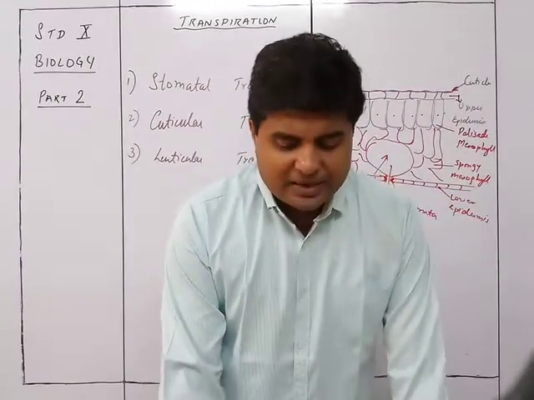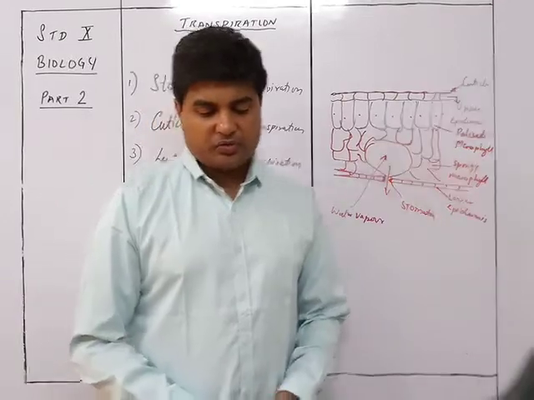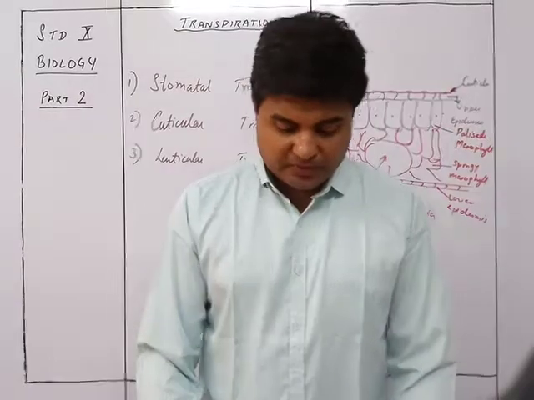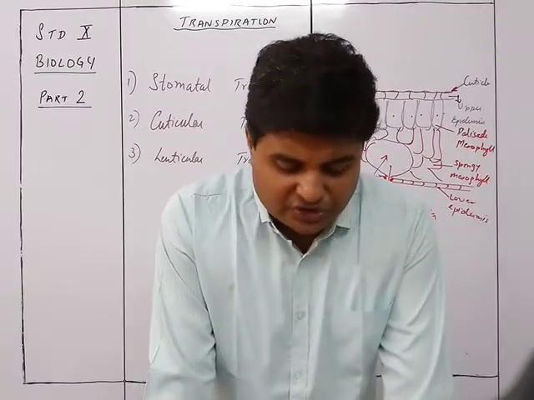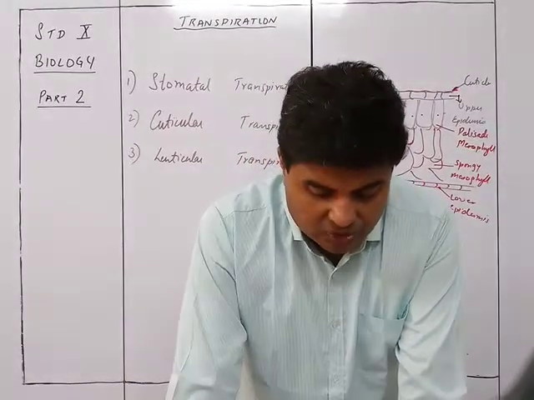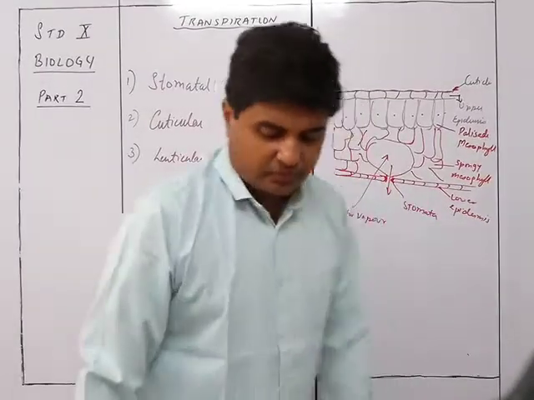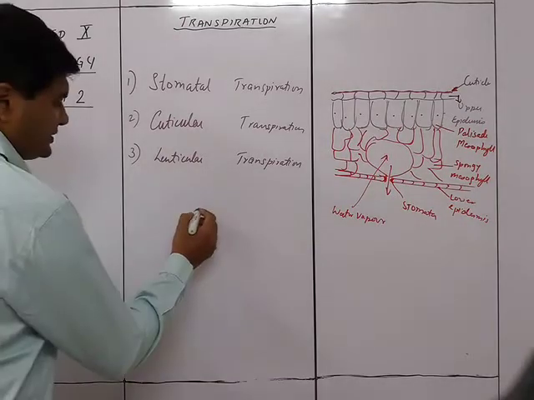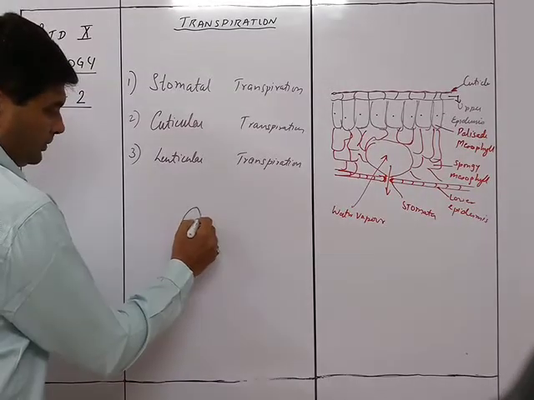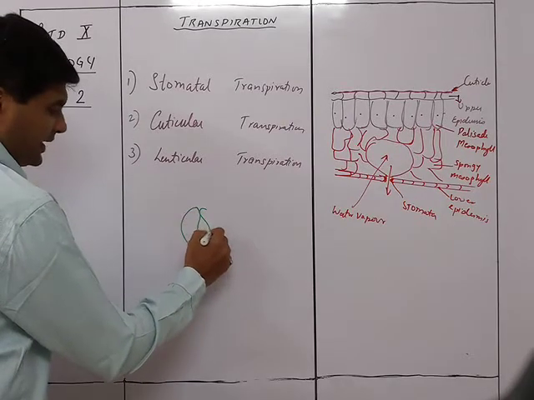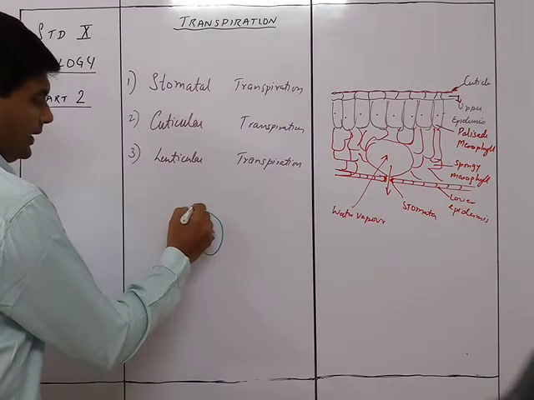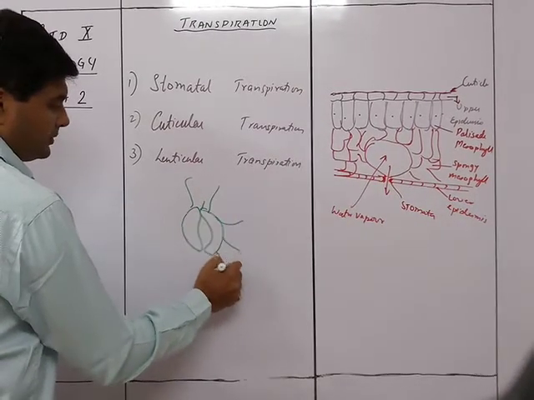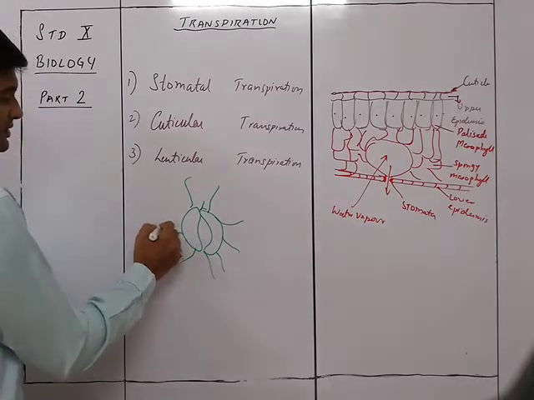Now we talk about the stomatal regulation of transpiration. Stomatal regulation of transpiration is basically how the stomata regulate the transpiration. Stomata are minute structures occurring in large numbers on the lower epidermis of the leaf. So you can consider the stomata like this: there are two guard cells connected like this. And connected to these guard cells are the other cells of the leaf.